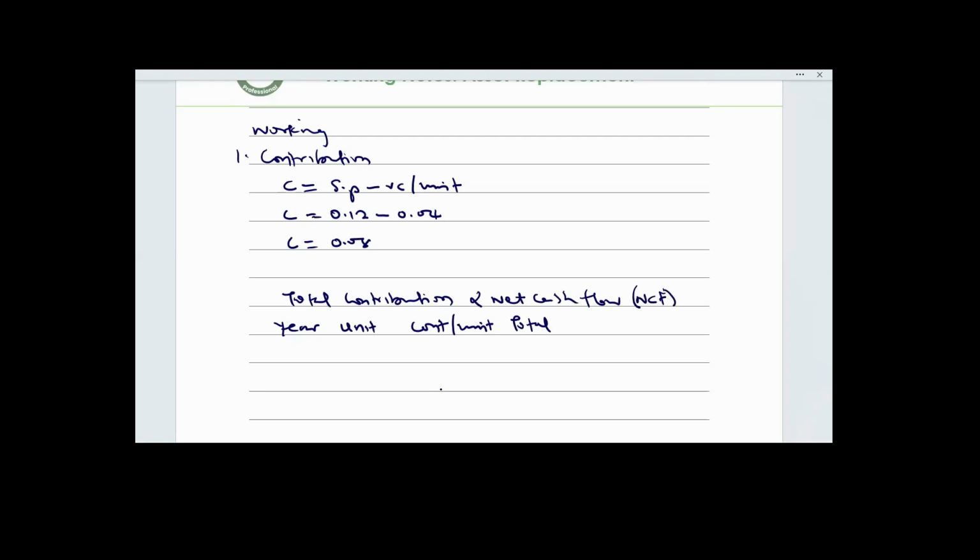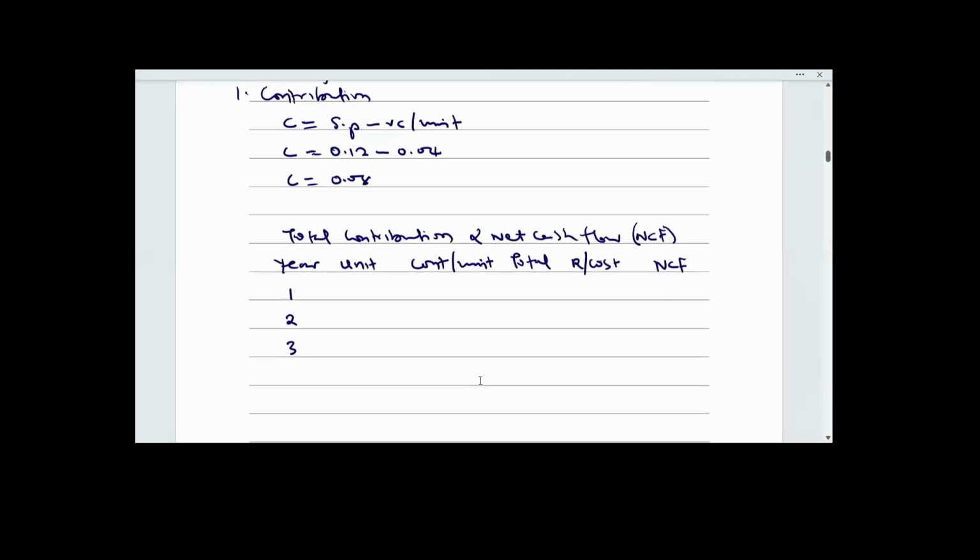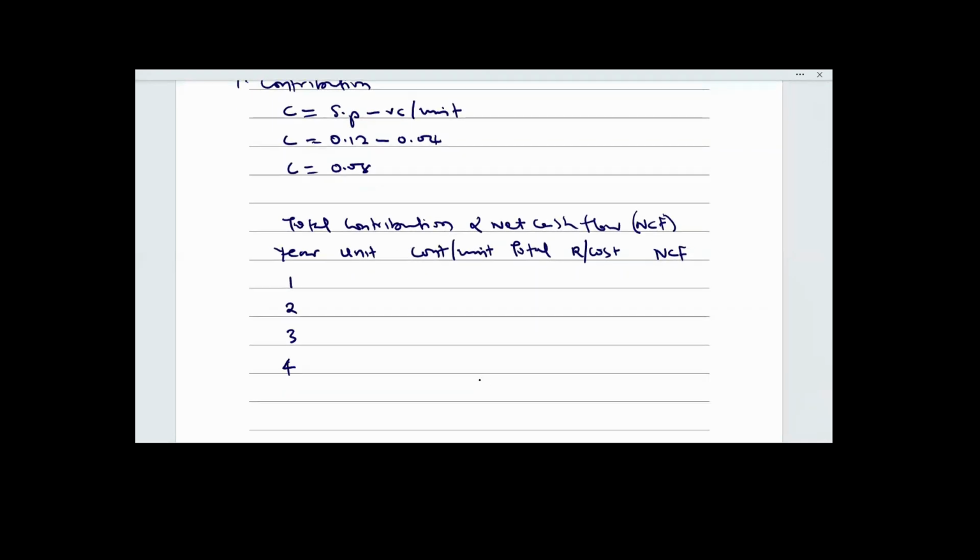So in this case, I will then create a column. I will go to the question, am I given maintenance cost or running cost? Examiner says running cost. So I will then create a column for running cost. Let me shorten it. Cost of space, running cost, then net cash flow. That's it. Year 1, year 2, year 3, then year 4.